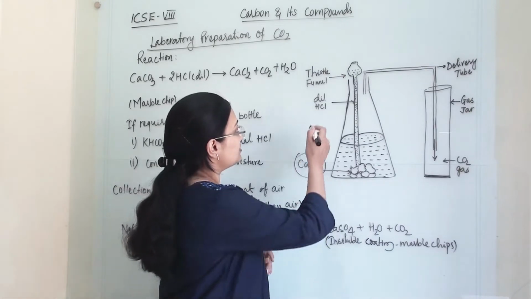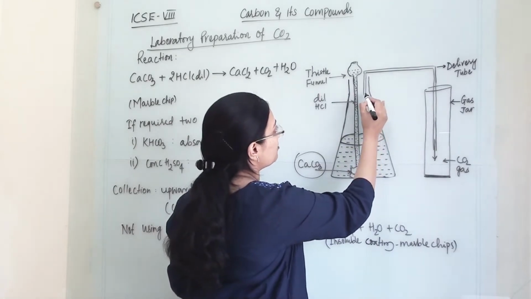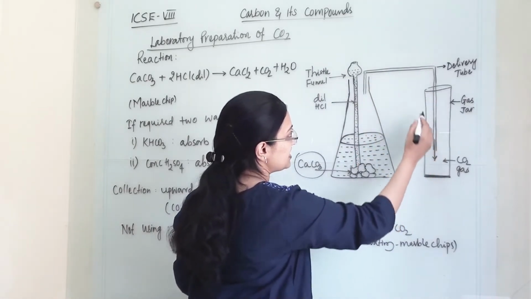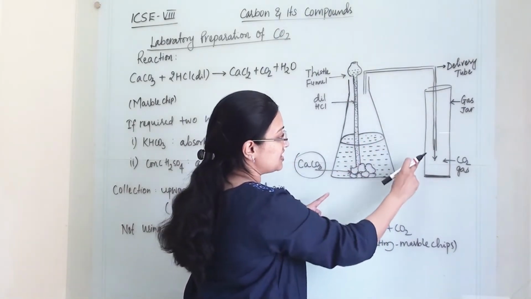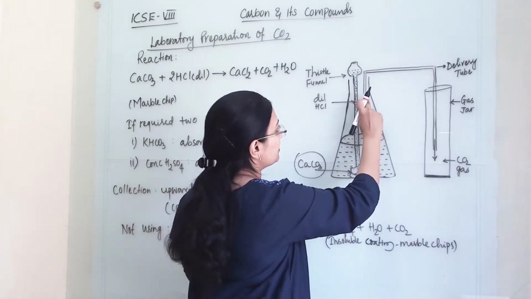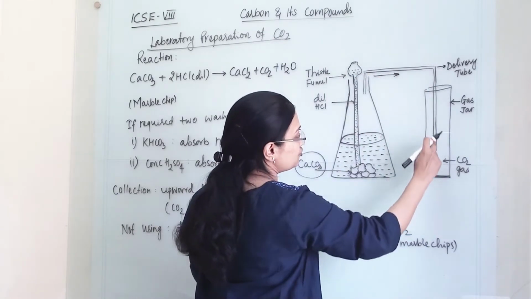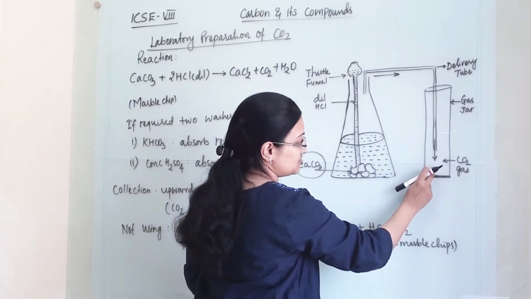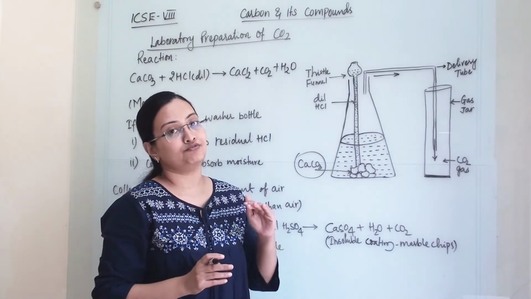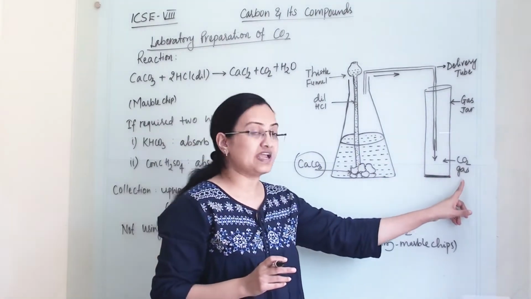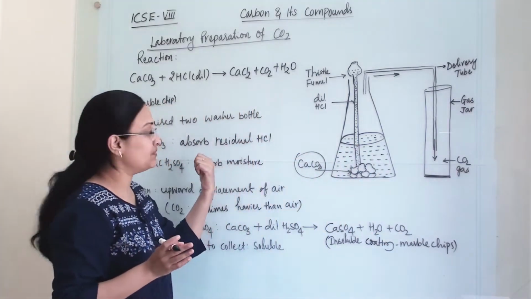So here via the thistle funnel we are adding hydrochloric acid dropwise, and here we have arranged one more gas delivery tube which is going inside a vacant jar. When the reaction starts, the carbon dioxide gas will come out of this conical flask, travel through this delivery tube, and come into this gas jar. Here we are collecting carbon dioxide gas via upward displacement of air, because carbon dioxide gas is heavier compared to air. Now let us see the procedure step by step.